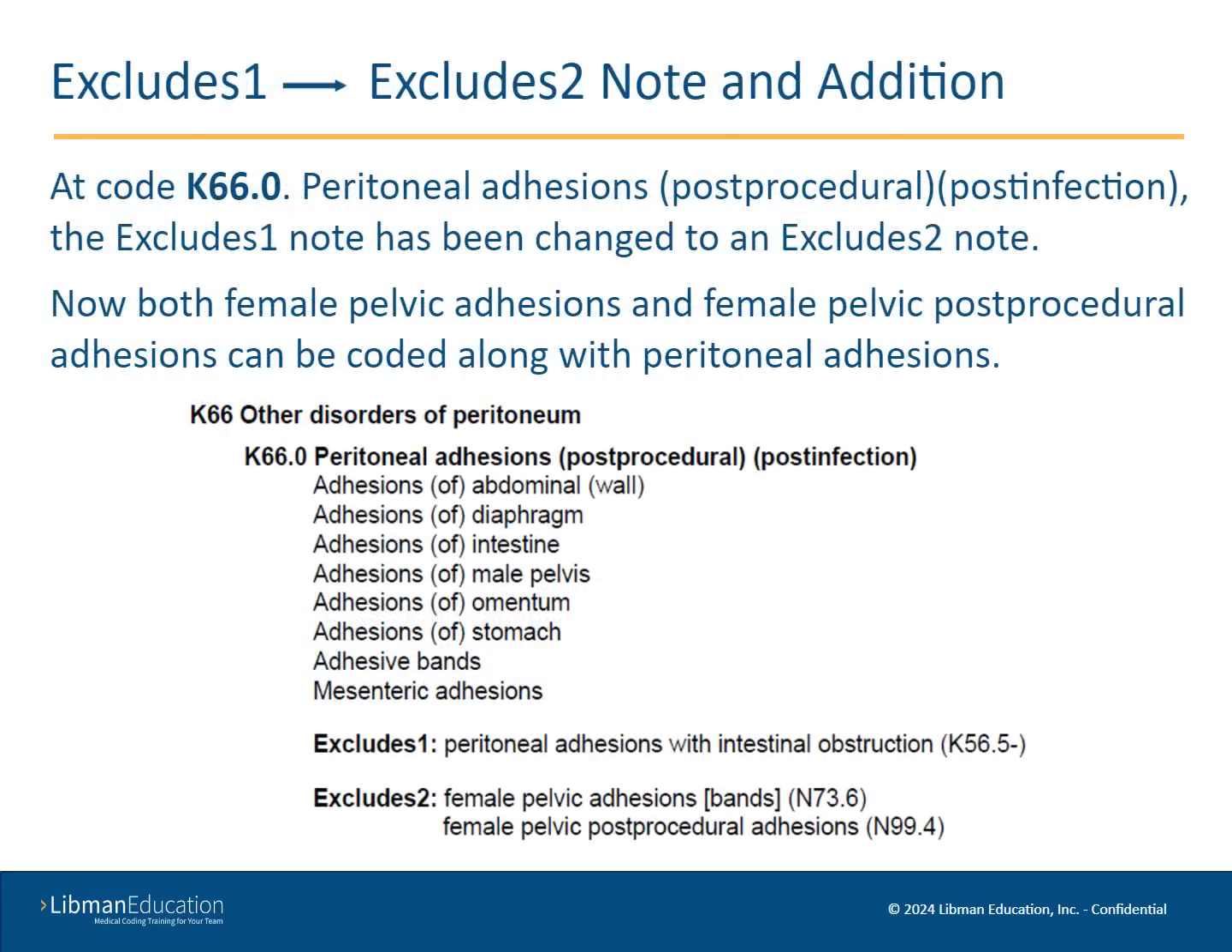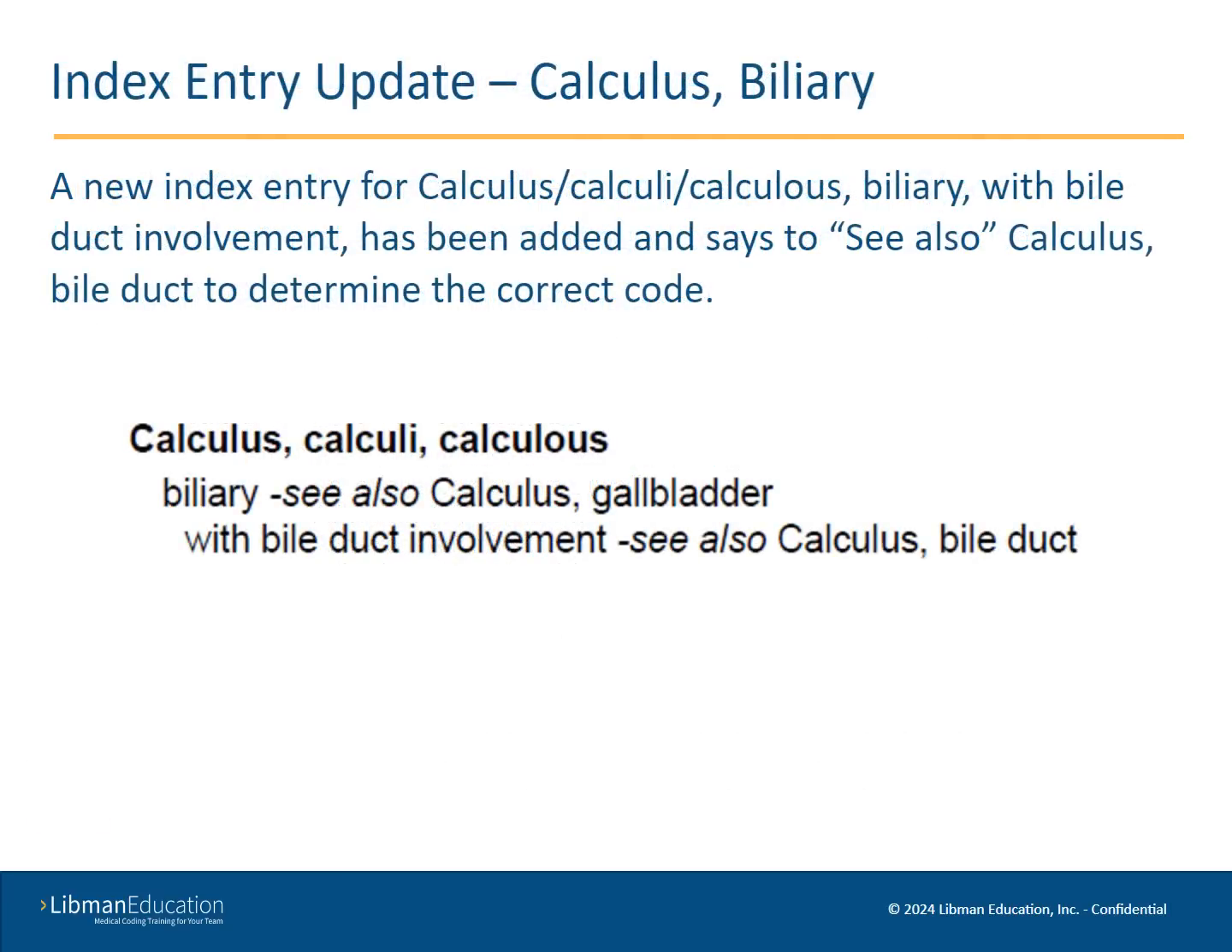At code K66.0, peritoneal adhesions, post-procedural or post-infection, the Excludes 1 note has been changed to an Excludes 2 note. Now, both female pelvic adhesions and female pelvic post-procedural adhesions can be coded along with peritoneal adhesions. A new index entry for calculus, calculi, biliary with bile duct involvement has been added and says to see also calculus bile duct to determine the correct code.